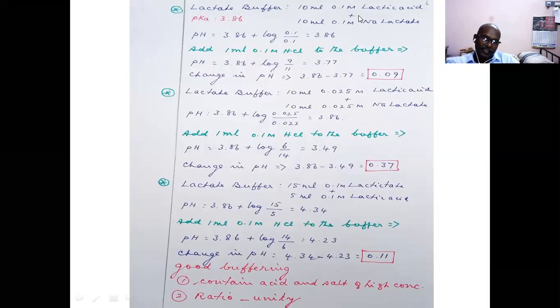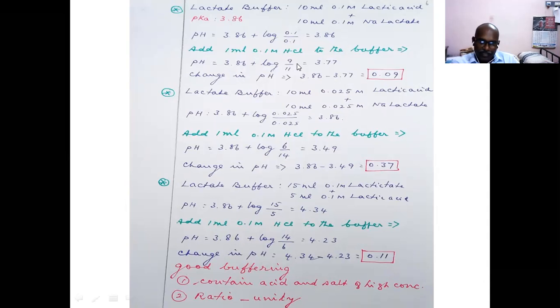So how much lactic acid will be generated? The 10 ml of lactic acid will now become 11 ml, because this 1 ml of 0.1 molar hydrochloric acid will produce 1 ml of lactic acid, and it will consume 1 ml of sodium lactate. Therefore, the new volumes will be 9 ml sodium lactate and 11 ml lactic acid. They are of equal strength, so you need not worry about substituting the strength. Simply the volume ratio is sufficient.